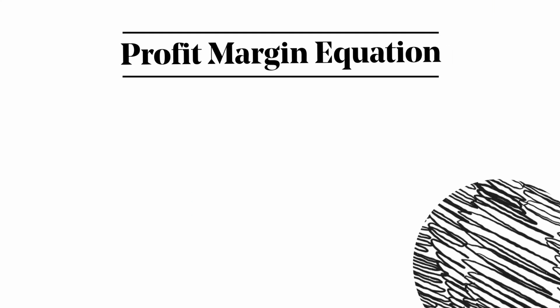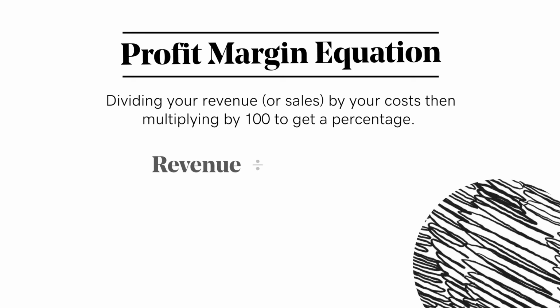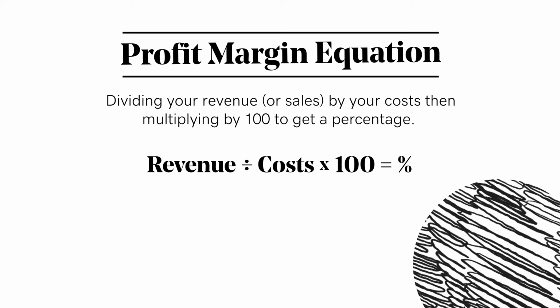Profit margin is actually a pretty easy equation. It's dividing your revenue or your sales by your cost and then just multiplying it by 100 gives you a percent. And if the percent is over 1, then you have to flip what I just told you to divide by. That's how you figure out a profit margin. It's really easy, and it's one of the most powerful ratios you could follow.